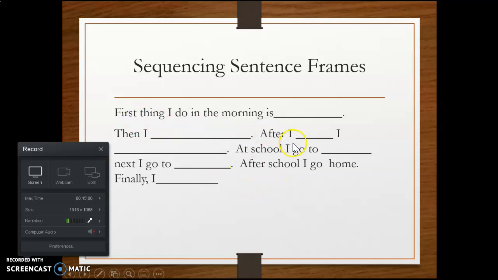Try to use these sentence frames to tell me about what you do in your average day. You should rewrite each sentence. So I should see this whole thing typed out and your activities filled in.